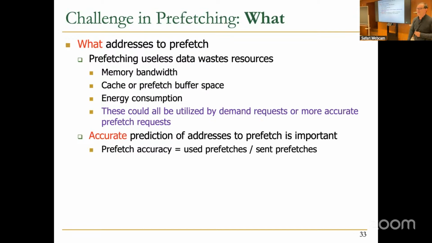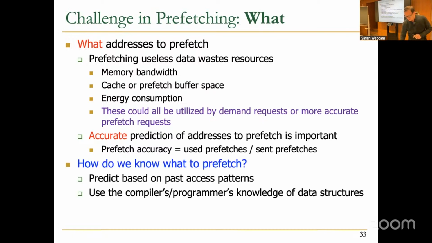So accuracy is very important in prefetching. This is accurate prediction of addresses to prefetch. Prefetch accuracy is defined as the fraction of prefetches that are used by the program divided by the total number of prefetches that you sent. Ideally, you want this to be 100%. But unfortunately, you don't get to 100% unless you're very conservative. And when you're very conservative, you may not be able to prefetch much.